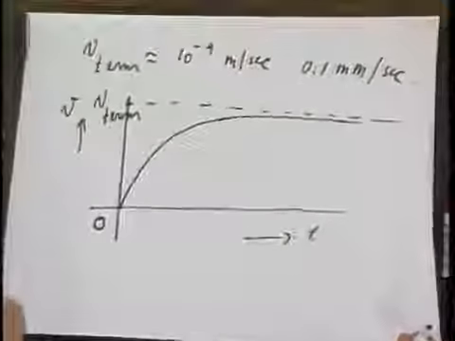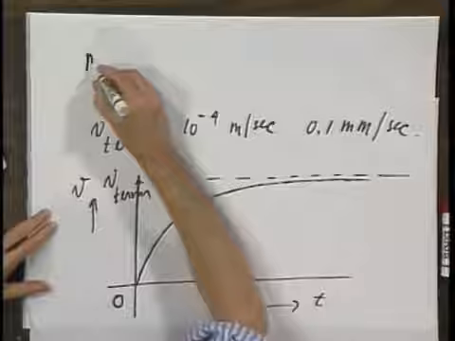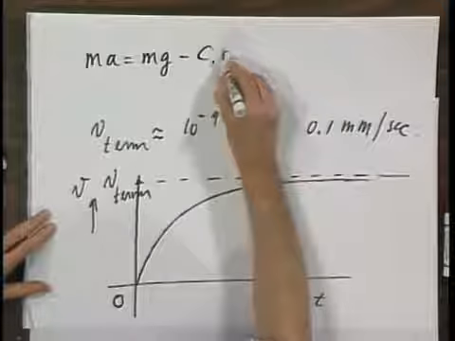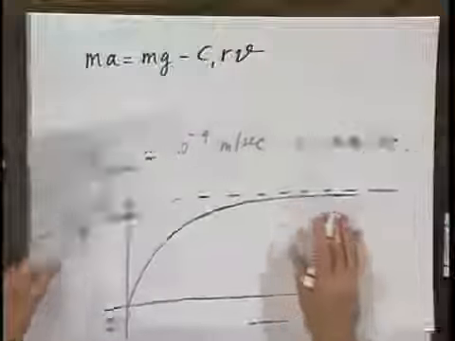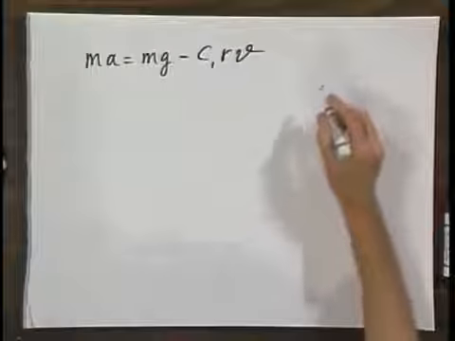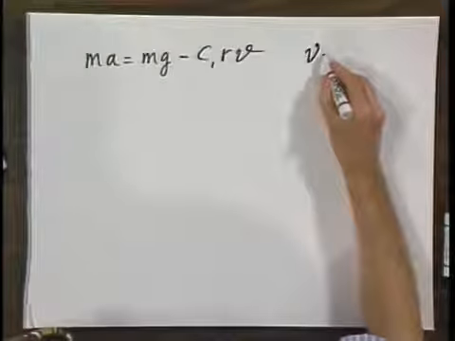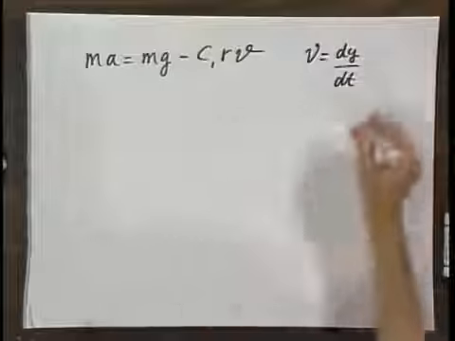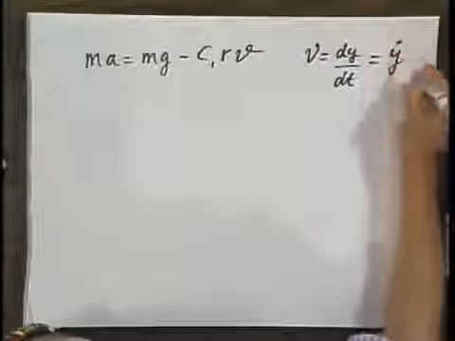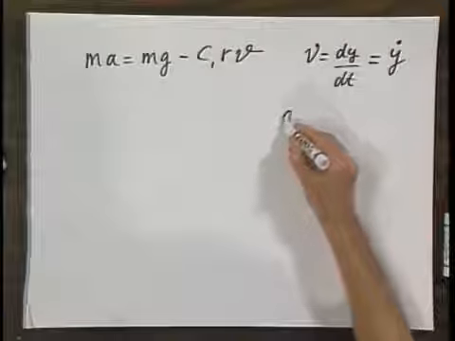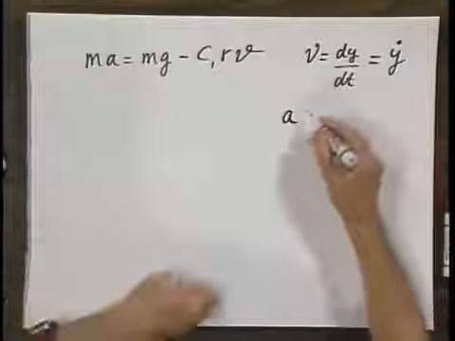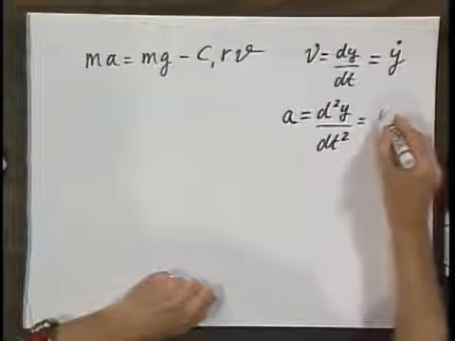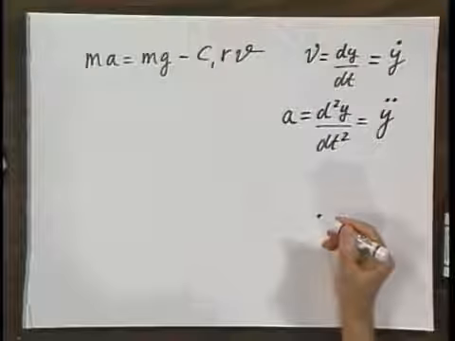In other words, I have to evaluate the equation ma equals mg minus c1r times v. And I'm going to write down for v, which is dy/dt, I call this the y direction, y dot. This is my shorthand notation. And for a, which is the acceleration in the y direction, d2y/dt squared, I'm going to write the shorthand notation y double dot.